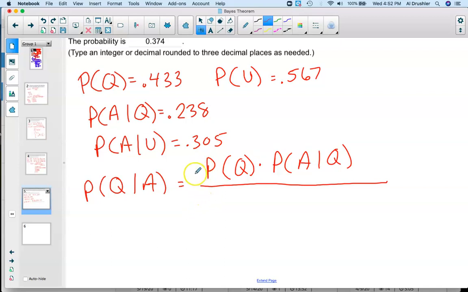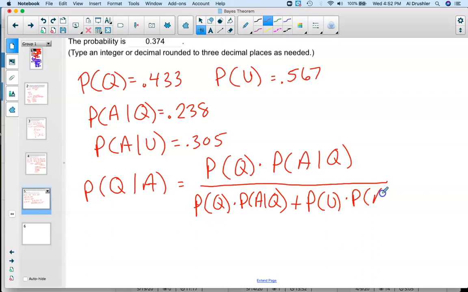Just look at my previous videos and how it's all expanded here. Probability of approved and qualified, or qualified and approved, can be written as probability of Q times the probability approved given Q. That's the probability that a person is qualified and approved. Or the person can be unqualified and approved. So it's probability unqualified times the probability approved given unqualified. Okay, we have all these probabilities.